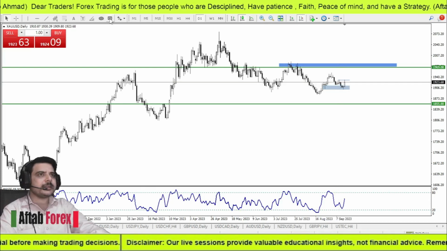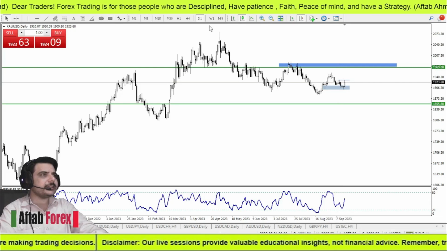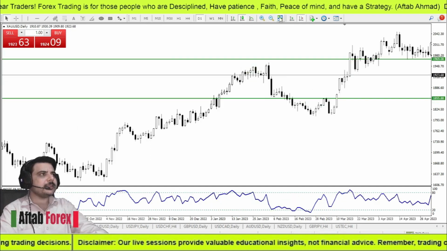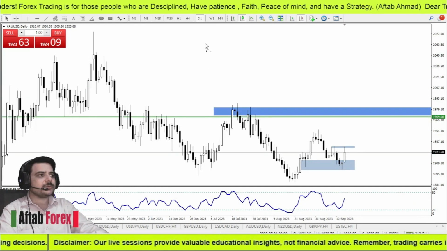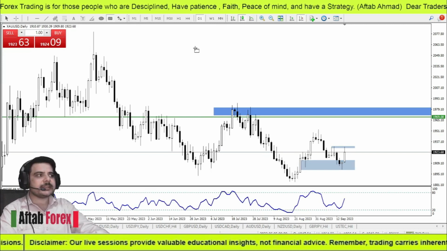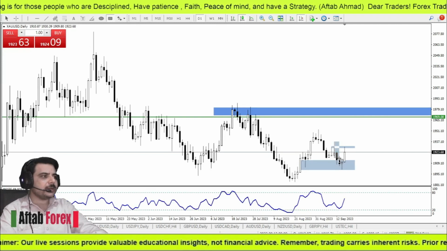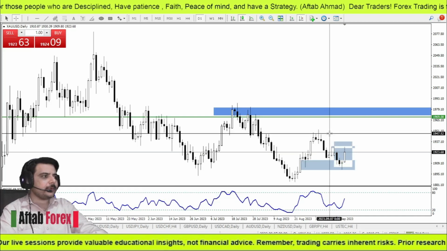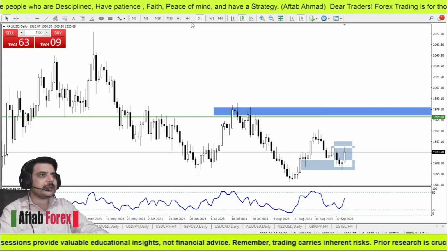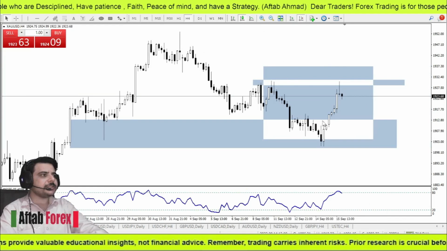So let me highlight this whole area so that we can see where the market was trading last week, because I have to give you that analysis as well. 1 2 3 4 5. So the market was on this candle, and now let's have a look at it on the H4.